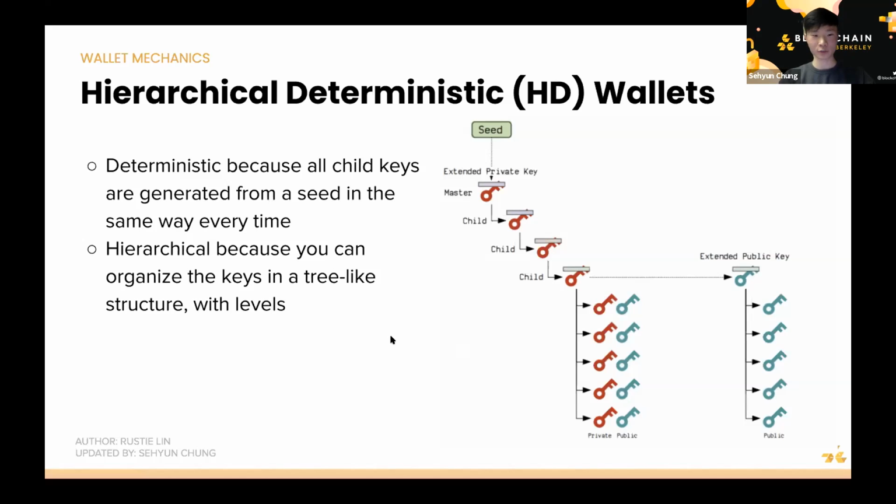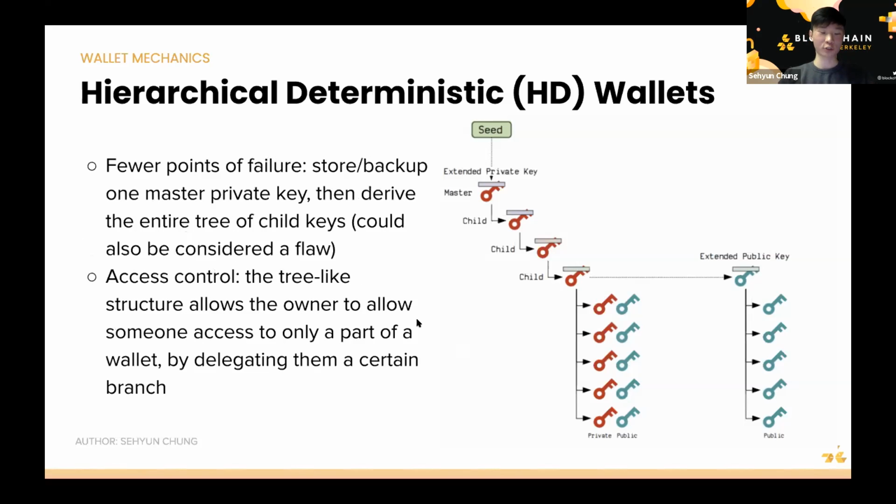And the advantages of a tree-like structure, I'll explain in 2 slides. And so how, actually, I'll explain it in 1 slide. So there's fewer points of failure. So this actually kind of goes both ways. It's a double-edged sword. You're only storing or backing up one master private key.